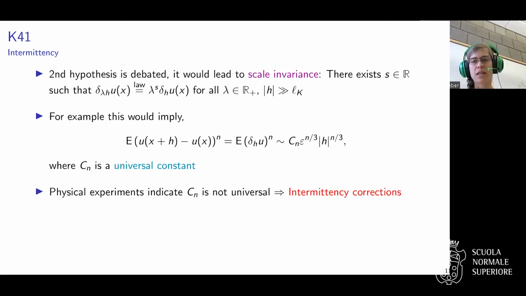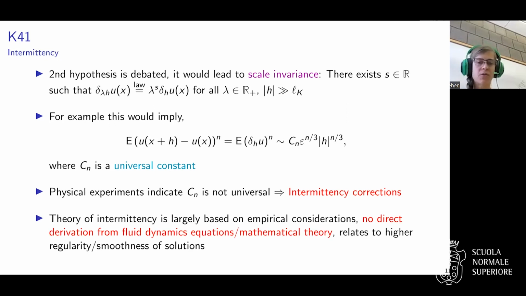However, physical experiments indicate that Cn may not be universal, and this is what is called intermittency correction. So there are various theories in order to make this still work. And actually, I think Kolmogorov himself in the 1960s realized that it may not be true, and I think he made this constant probabilistic, if I remember correctly. The problem with these theories is that they are mostly based on empirical considerations, and it doesn't seem like one can directly derive them from the fluid dynamics equations.